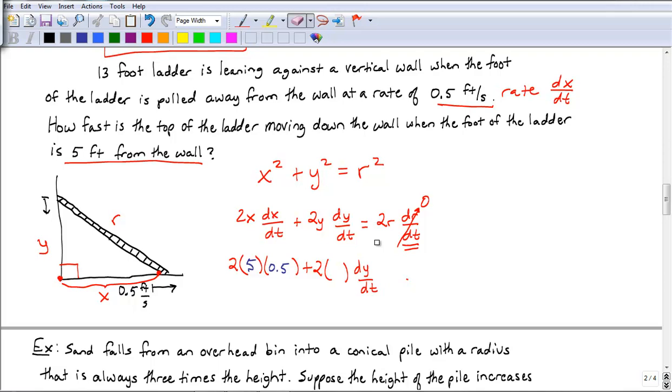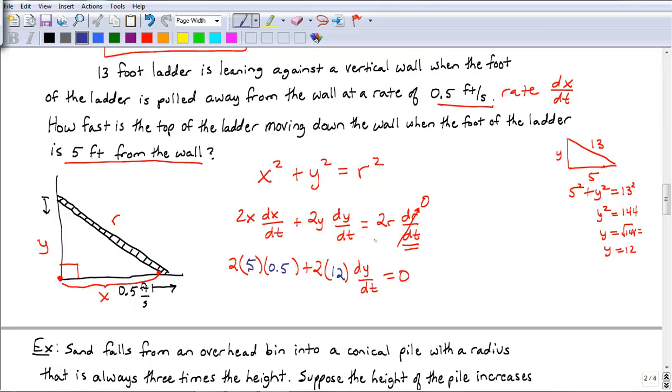So what I'm going to do is look at the specific situation that's happening right now. Right now I have a ladder, and in this triangle the bottom is 5 feet from the wall and the ladder is 13 feet long. So I can figure out what y has to be with the Pythagorean theorem. 5 squared plus y squared is 13 squared. y squared is 144, and you should check me here. So y is the square root of 144, which is 12. So I can put in 12 for y because I know what the ladder looks like at the moment they're telling me about at the end.